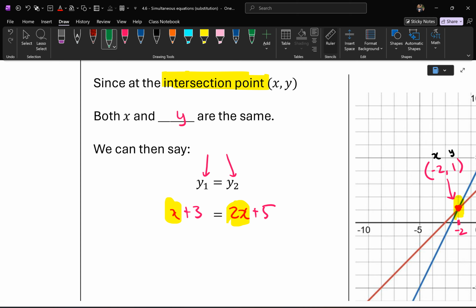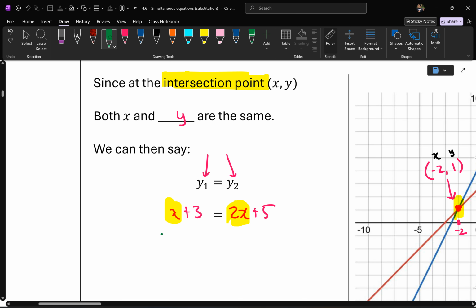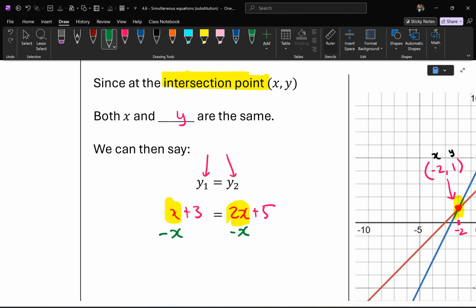So how do you get rid of them? That's a positive x. What's the opposite of positive x? Negative x. So you minus x on the left. Then whatever you do to the left, you must do to the right. X take away x, we know is going to cancel out. That's 0 because they're opposite of one another. So this cancels out. On the left side, I still have 3. 3 still left over. On the right-hand side, 2x take away 1x. How many x's do I have left? 1x. So we just write 1x plus 5.